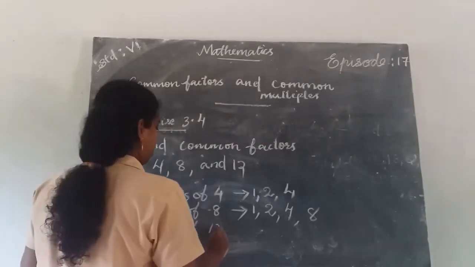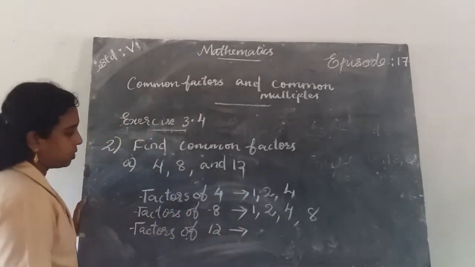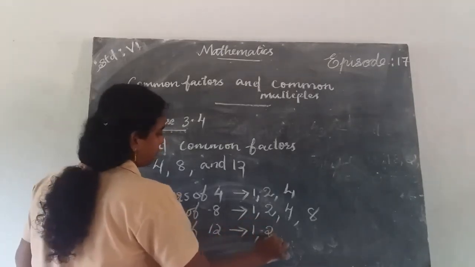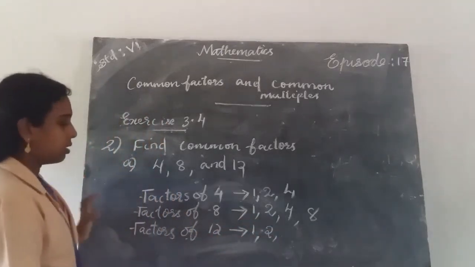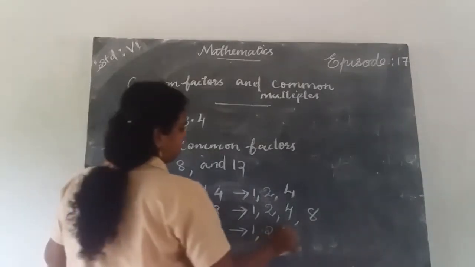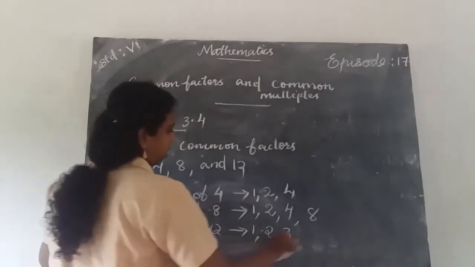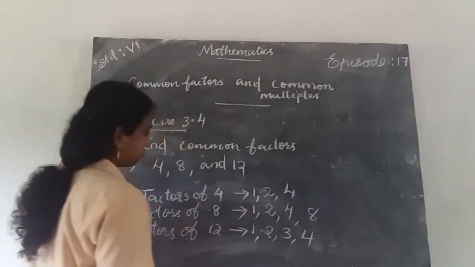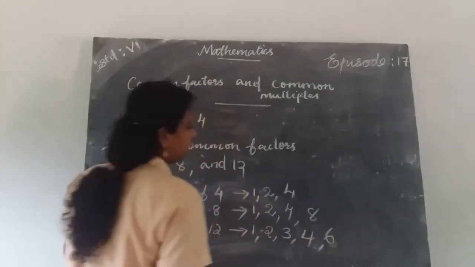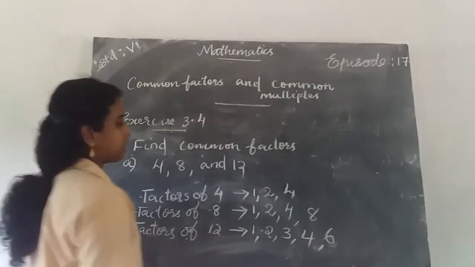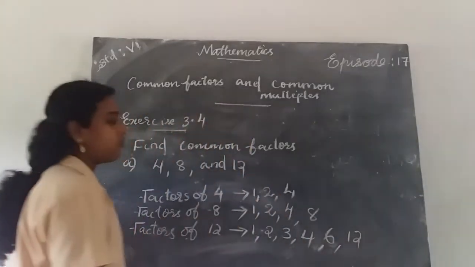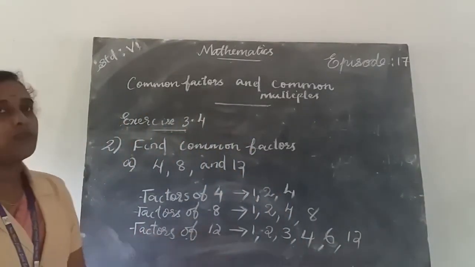Okay. So the next one is factors of 12. So 12 comes under the table of 1 and it's an even number, so it comes under the table of 2, and in the table of 3, 12 comes. 4 3s are 12. So it comes in the table of 3 and also in the table of 4 and not in the table of 5, and in the table of 6, 2 6s are 12, and not in the table of 7, 8, 9, 10. Then it comes in the table of 12. So these are the factors of 12.